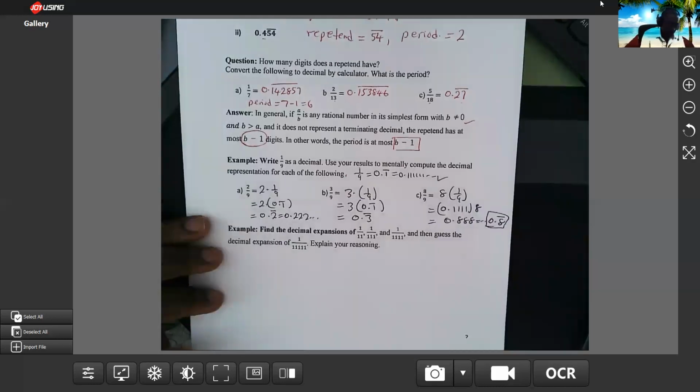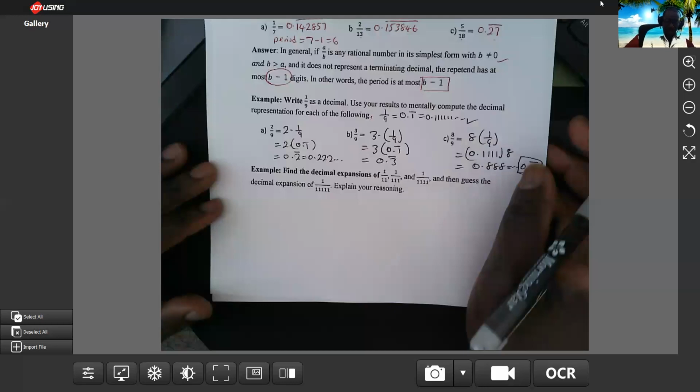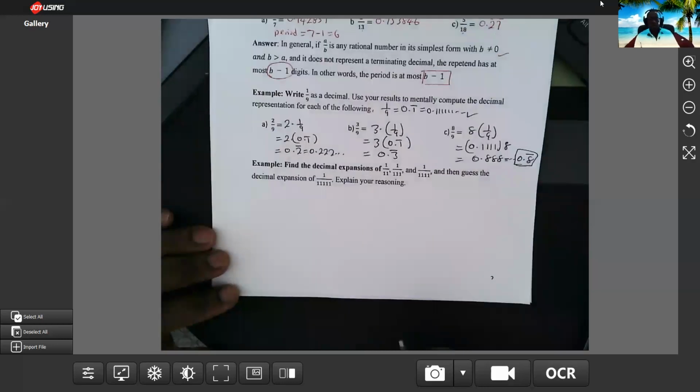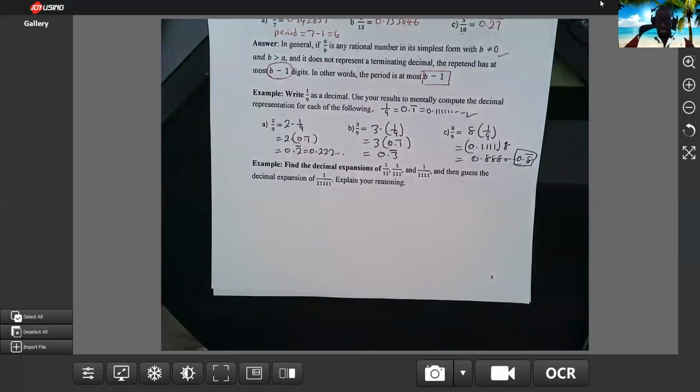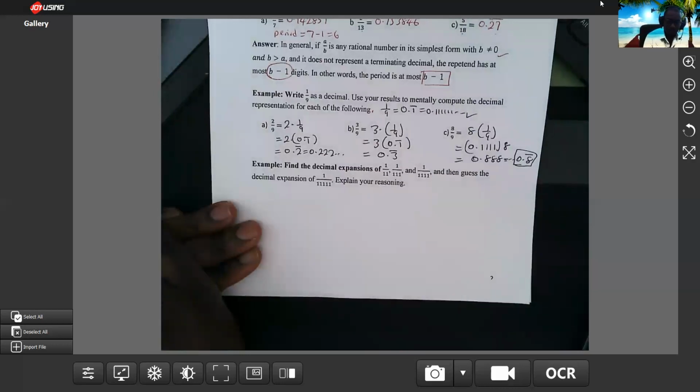All right. Now another example: find the decimal expansion of the following, and then guess the decimal expansion of 1 divided by 11111. Explain your reasoning.